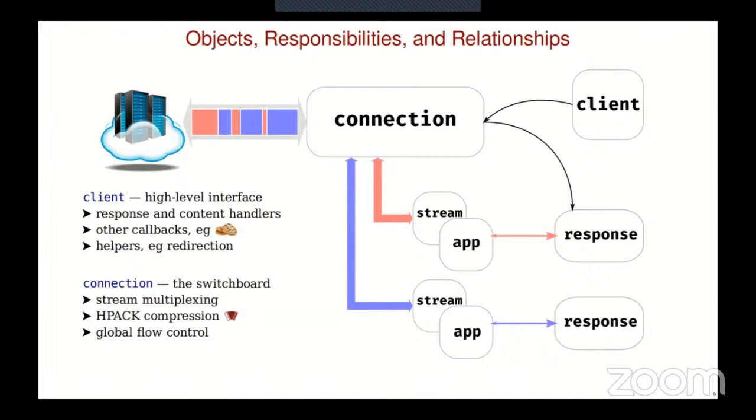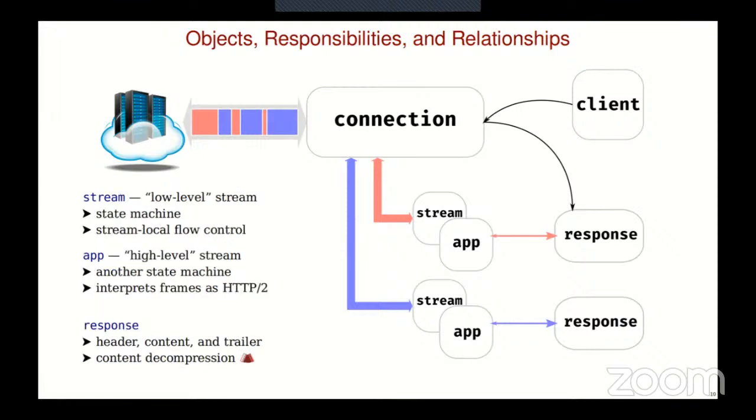Connection is kind of the heart of the implementation. It's the switchboard. It handles the stream multiplexing. It also handles a few things like header compression, because you want to use compression information across different requests to compress headers. It has some connection global flow control state, but mainly it's responsible for doing the stream multiplexing and dispatching received frames to the appropriate stream object.